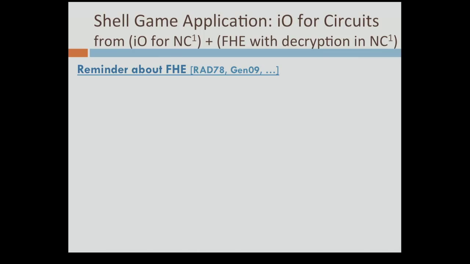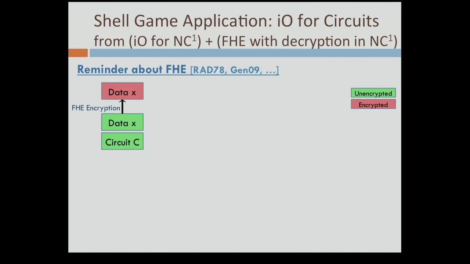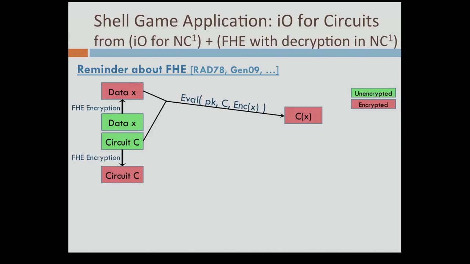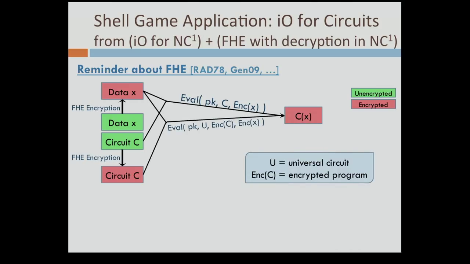So before I get into how it's used, let me first remind you about FHE, because I'm going to use it in a second. So fully homomorphic encryption. You have some data that's unencrypted, and you might have a circuit that's unencrypted, and obviously you can evaluate the circuit on the data. It might be the case that the data is encrypted with an FHE scheme, or even that the circuit is encrypted with an FHE scheme. And what you can do with the FHE scheme is evaluate that circuit on the encrypted data, and you get an encryption of C(x). You can have other variants of this. You can evaluate an encrypted circuit on encrypted data using the universal circuit. You still get an encryption of C(x). You can evaluate the encrypted program on the unencrypted data. Same thing. Really what I wanted to get to is that in the next slide we're going to use an encrypted program that we're going to evaluate on unencrypted data.